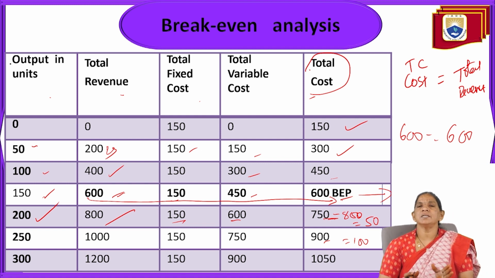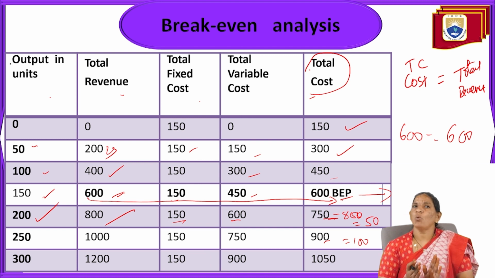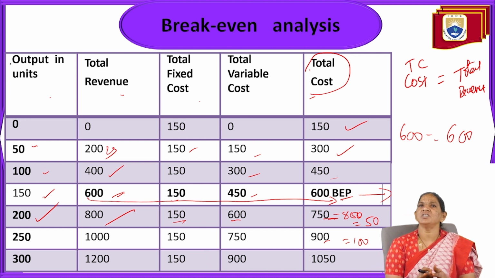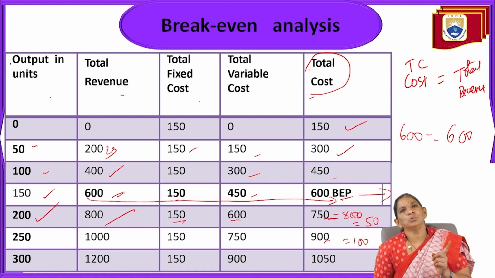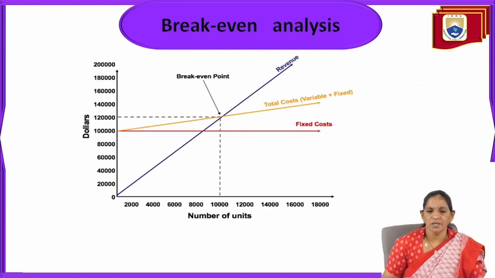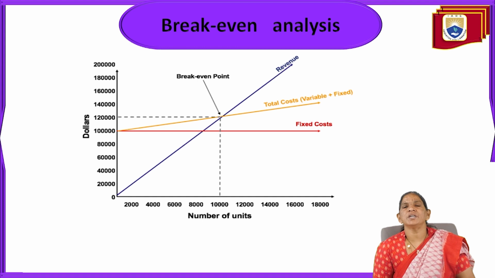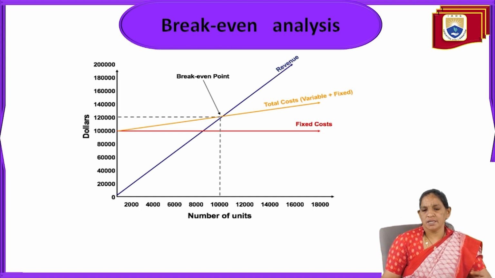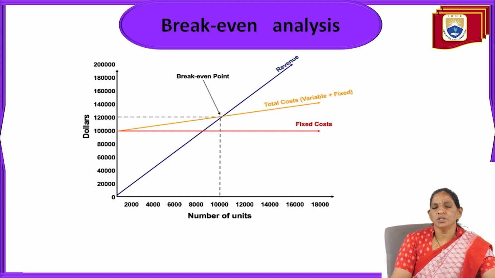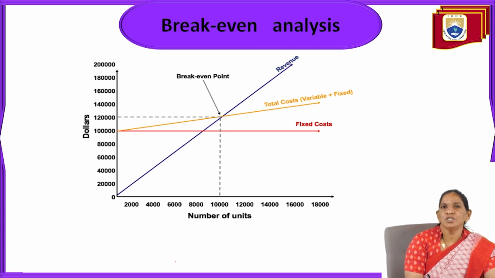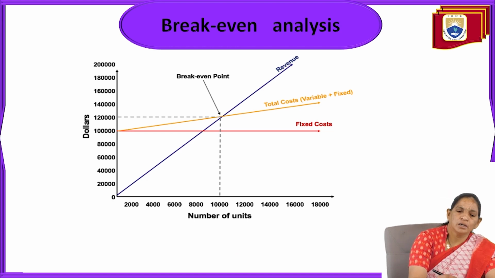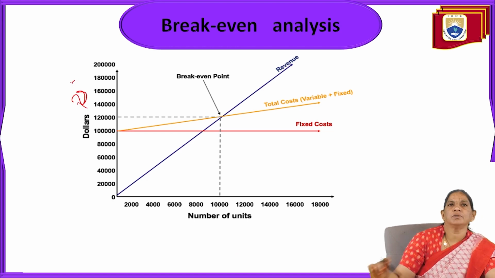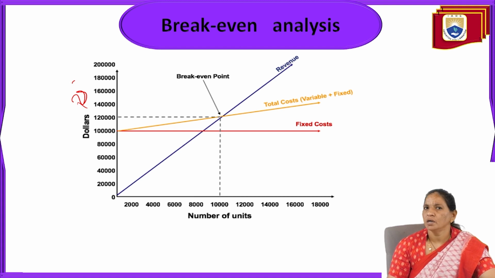So with this table we can analyze at what point the organization is recouping or getting back the investment, or where the total cost is equal to the total revenue, that is the break-even analysis. With this we can have a graphical representation on the screen. As we know, the number of units we can take on the x-axis, and the rupees or amount, whatever cost we incurred, we can take on the y-axis.